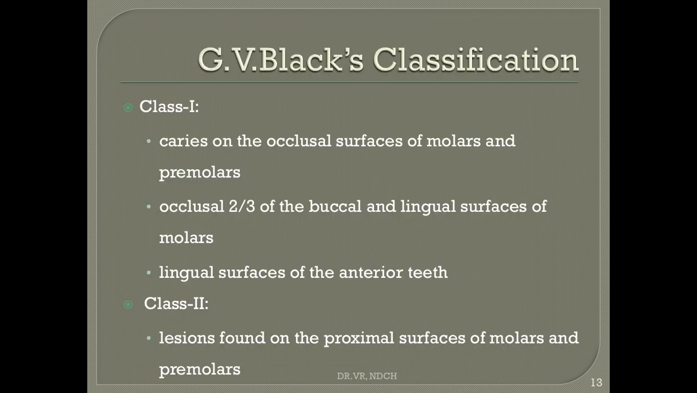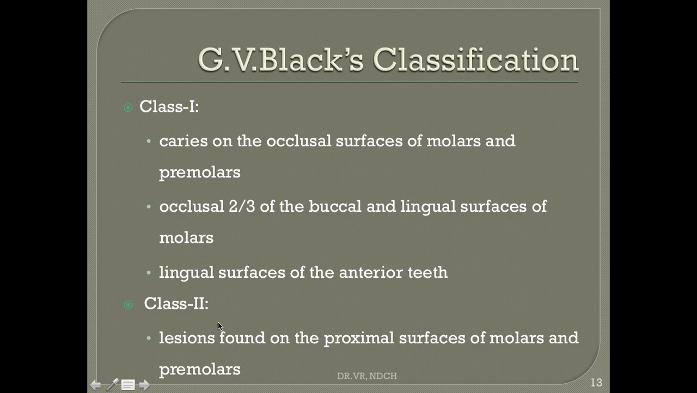Now, coming to the clinical usage, we have a couple of classifications. First and the oldest one is G.V. Black's classification, wherein he has classified caries into five classes: class 1, class 2, class 3, class 4, class 5, and of course a class 6 has also been added by a person called Simon. In class 1, you find caries on the occlusal surfaces of the molars and premolars, or it can be in the occlusal two-thirds of the buccal and lingual surfaces of molars, or it can be on the lingual surfaces of the anterior teeth.